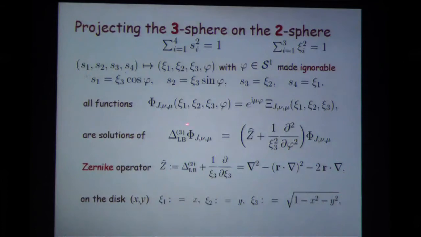Okay, so we check that the Laplace-Beltrami operator of free motion on the 3-sphere equals the Zernike operator, plus this second derivative. And of course, solving the second derivative to find these functions is quasi-trivial. And passing from the 3 coordinates to the 2 coordinates over the disk, well, that's easy: xc1, xc2, and xc3.